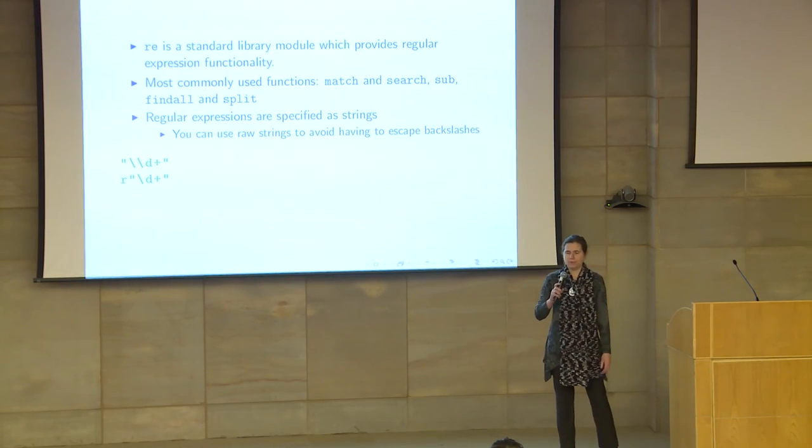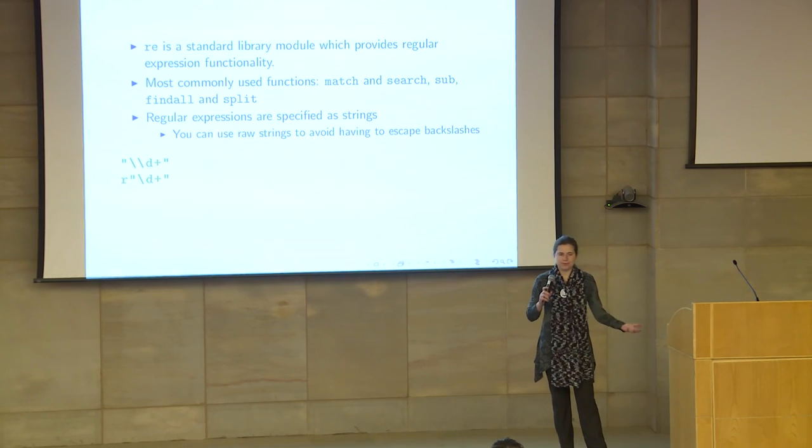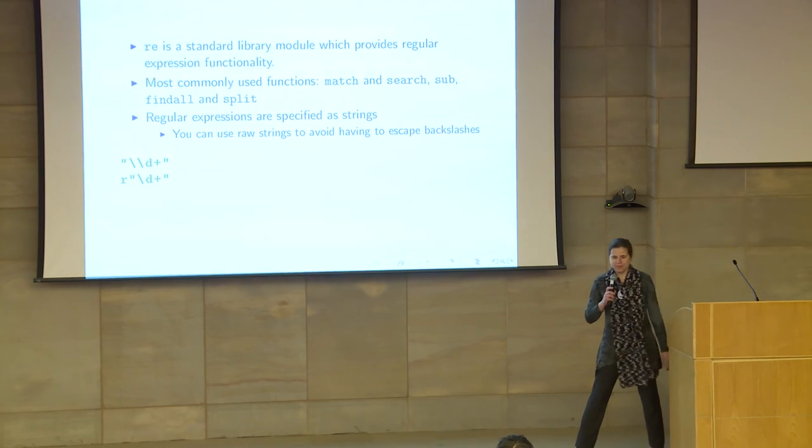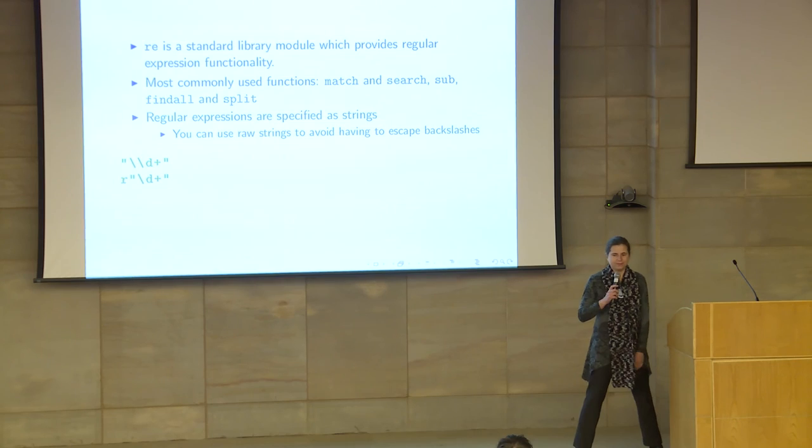The re module in the standard library is the standard module for doing regex in Python. There are some commonly used functions: match and search. Sub is for search and replace. Findall is for finding all instances, and split is for splitting. There are also a couple of other functions which are more obscure, which are left to the interested reader. In general, you specify regular expressions as strings, but you can use raw strings in Python to avoid escaping backslashes if you're using lots of those backslash character classes, so you don't get leaning toothpick syndrome. But in most cases, I'm just using normal strings here, because sometimes it doesn't matter.